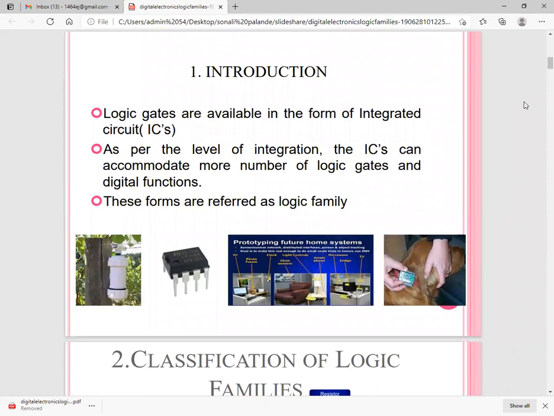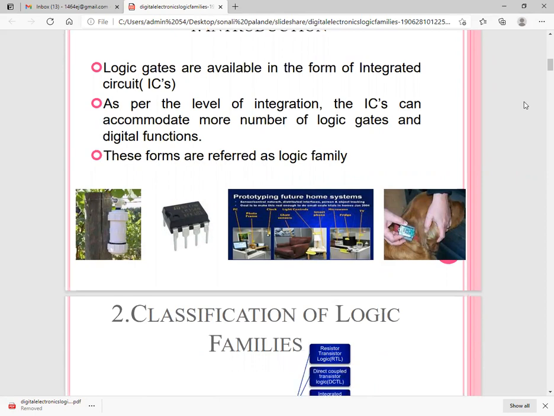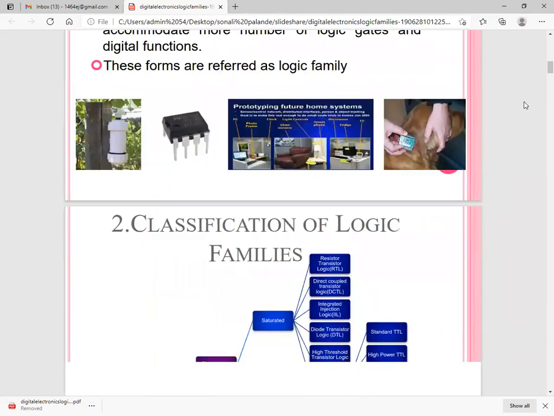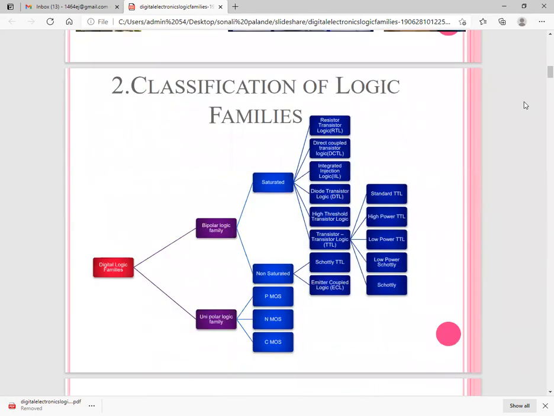Logic gates are available in the form of integrated circuits, that is ICs. As per the level of integration, the ICs can accommodate more logic gates and digital functions. These forms are referred to as the logic family. So here is the classification of logic families.